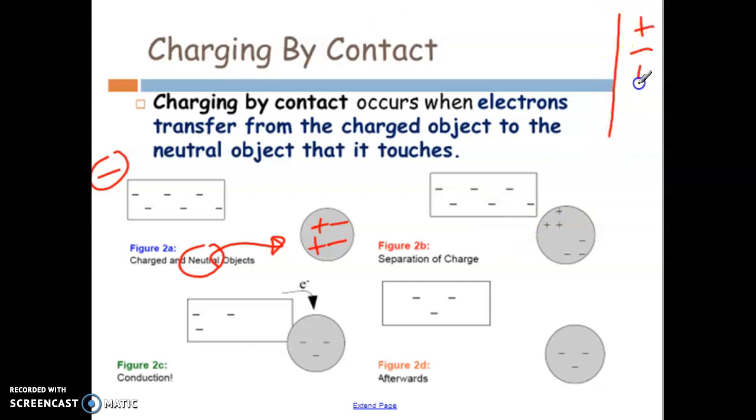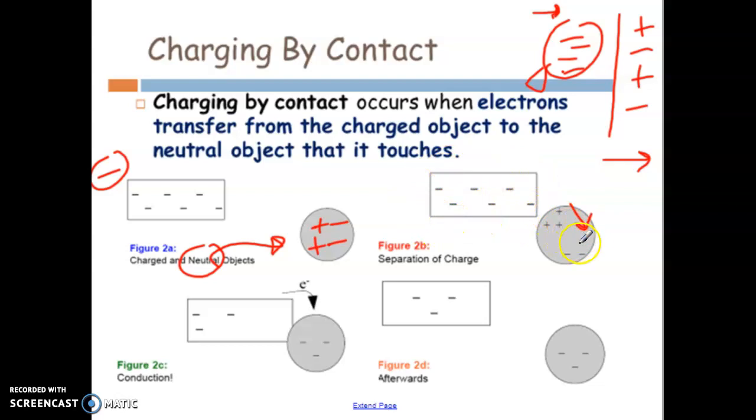Remember how we had the wall and then the balloon, right? The negative balloon. If you bring the negative balloon close to this wall, if you remember from the last lesson, the negatives that are in the wall will actually push away from this negative balloon because like charges repel. The same thing happens here. In this neutral object, the negative electrons are moving as far away as possible from this negative object, right?